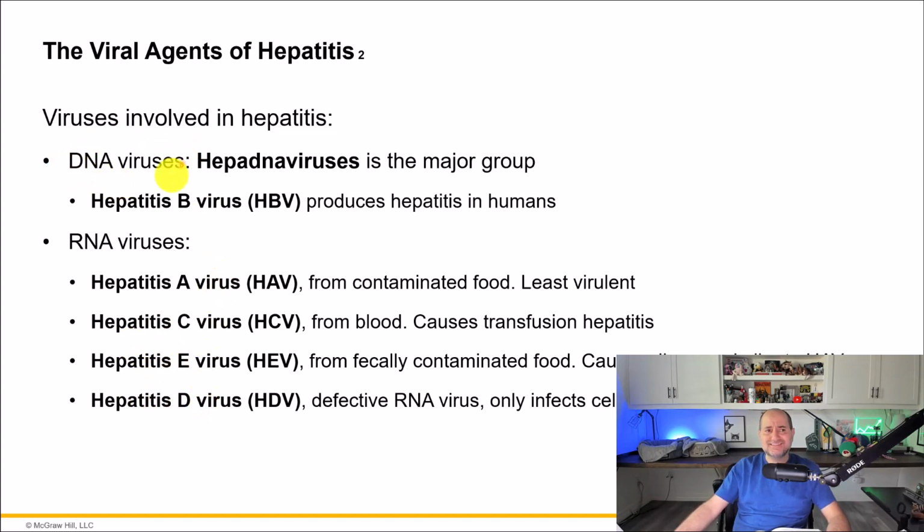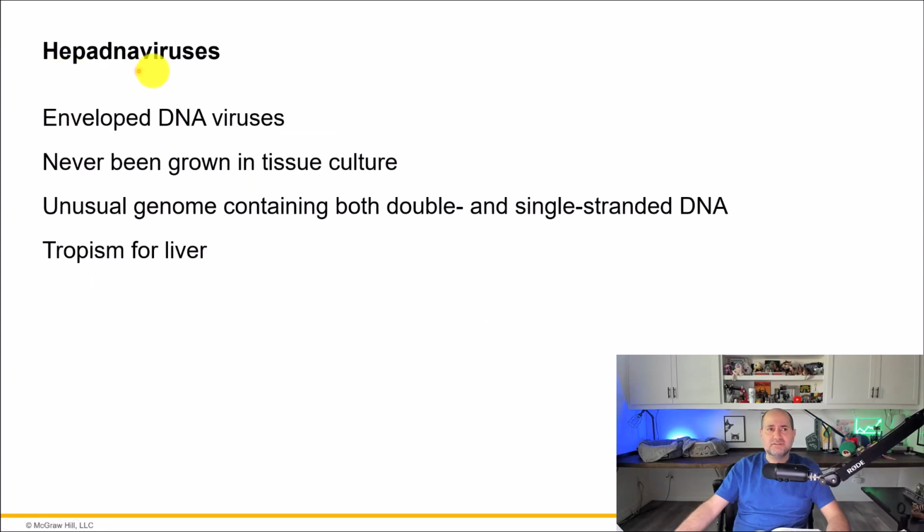So let's talk about the DNA virus, the hepatitis B virus, because this chapter is all about DNA viruses. This is an enveloped DNA virus. It's never been grown in tissue culture in a lab. Its genome contains both double and single-stranded DNA, interestingly, and its tropism is for the liver.